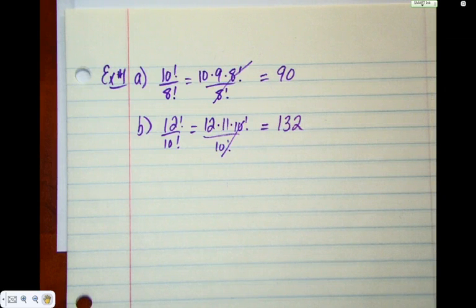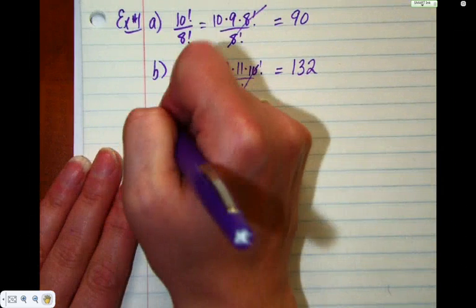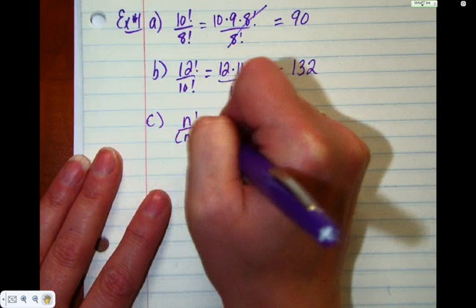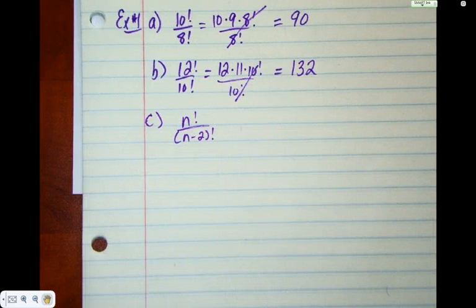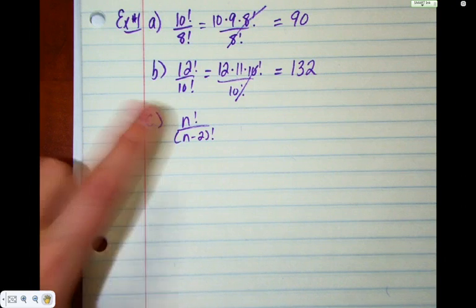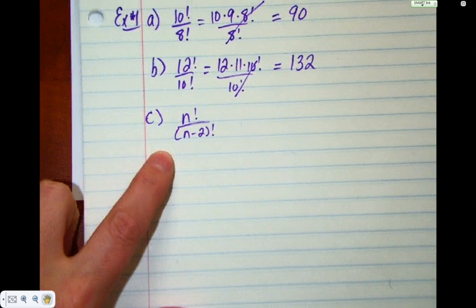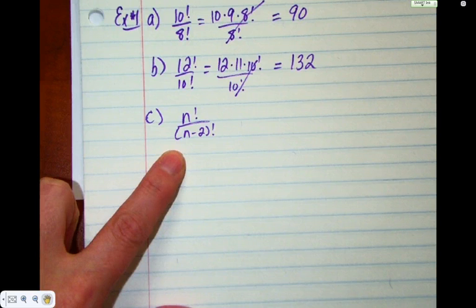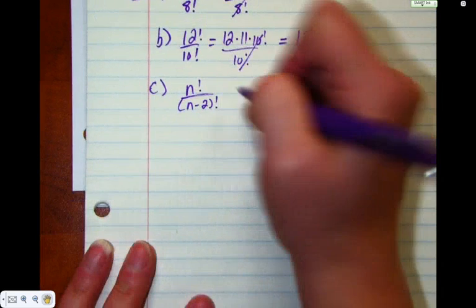This would be a 1-mark question, maybe a multiple choice question. Oh, but then they'll try to trick you and throw these n's in here. If you're not sure which is the bigger, just pick a number for n and substitute it. Let's pick 9. So the top would be 9 factorial. The bottom would be 7 factorial. Which one's going to be larger? The top. So we're going to start by breaking it down.